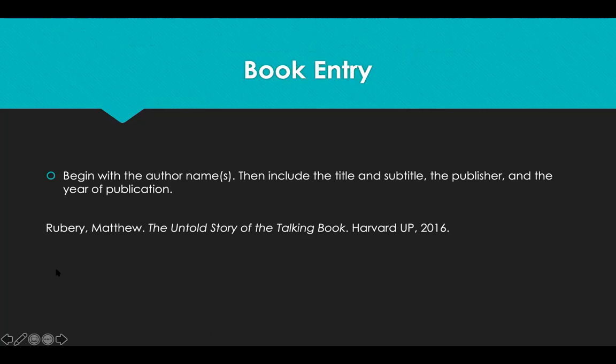So for a book entry, I'm going to go through a few examples. You're going to begin with the author's name, then include the title and the subtitle, the publisher, and the year of publication. So for this example, you have the author's name right here. You have the title of the book, which is in italics. You have the publisher, and then you have the year of publication.